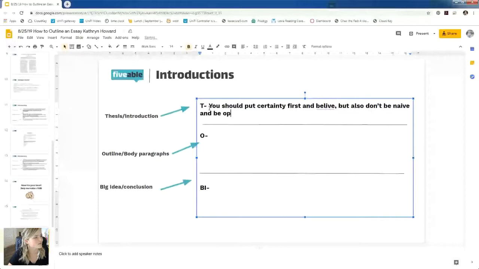Definitely spelled believe wrong, which is kind of embarrassing. We'll just say it's a typo.